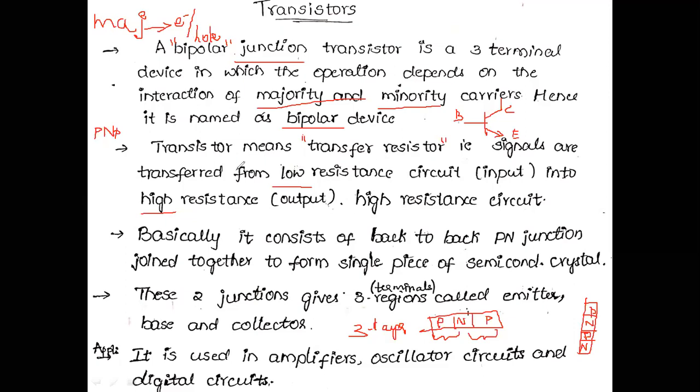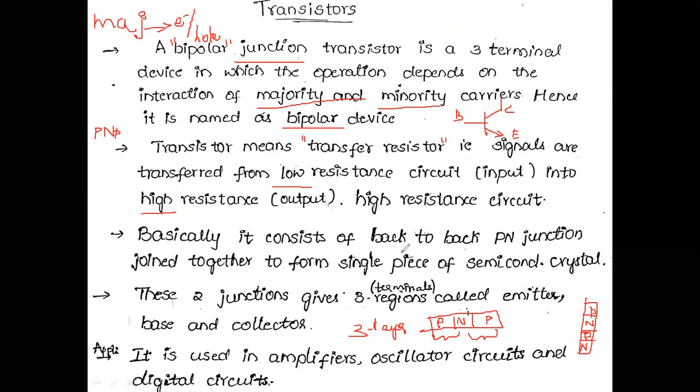In this way, the transfer of resistance is taking place from one circuit level to another circuit level. Let it be that one circuit level is across the input side, and the other circuit level is across the output side. Simply, if there is one resistance across the input side, there is another resistance across the output side. That is known as transfer of resistance. Okay.